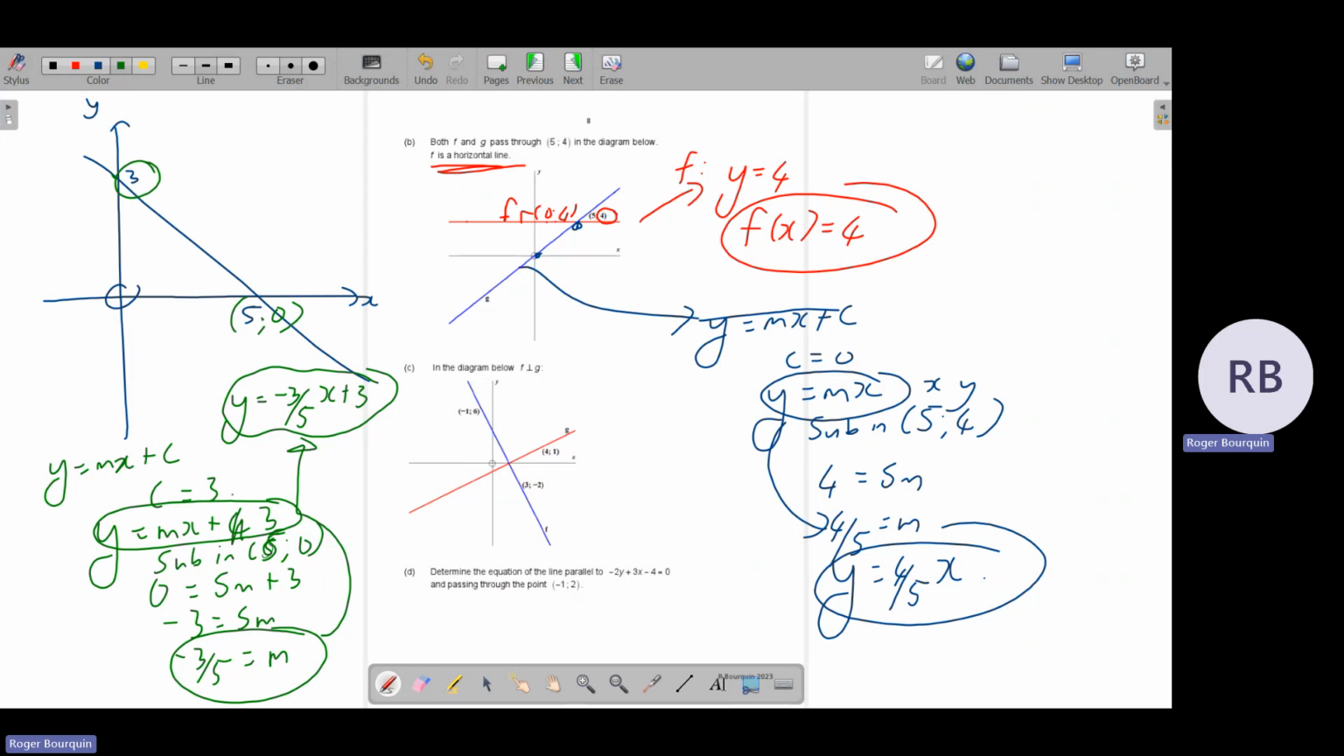That's your answer for your equation. All right, so that's a basic revision of straight line graphs, how to draw them, and how to find the equation.